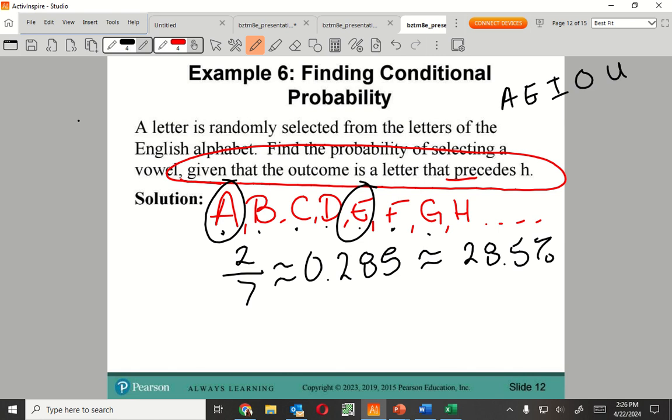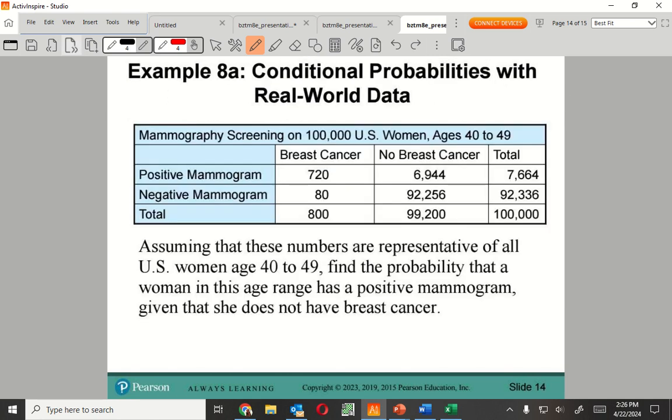So let's do another one. This next one says, mammogram screening on 100,000 U.S. women ages 40 to 49, assuming that these numbers are representative of all U.S. women ages 40 to 49. Find the probability that a woman in this age range has a positive mammogram given that she does not have breast cancer. Okay, what am I starting with?